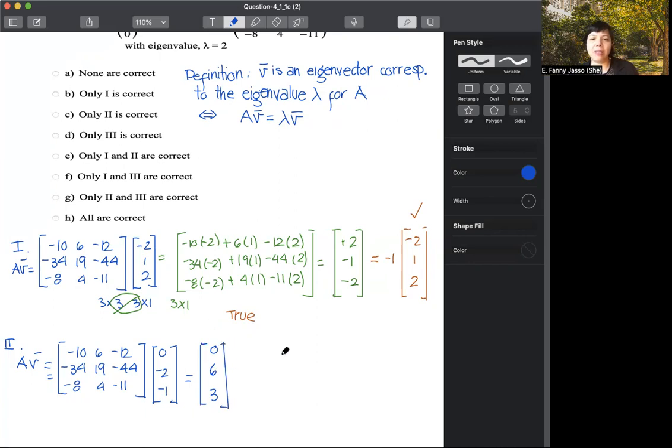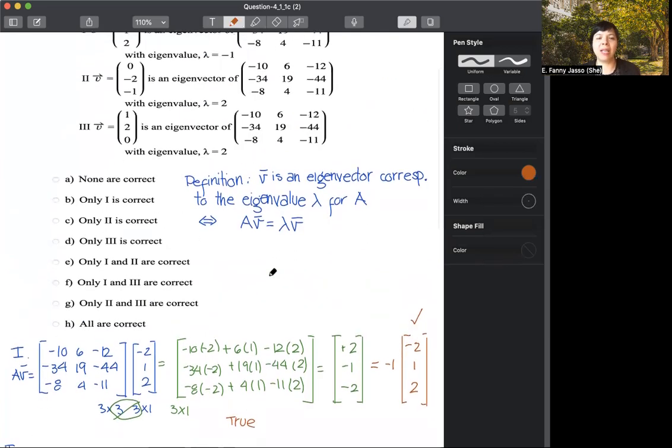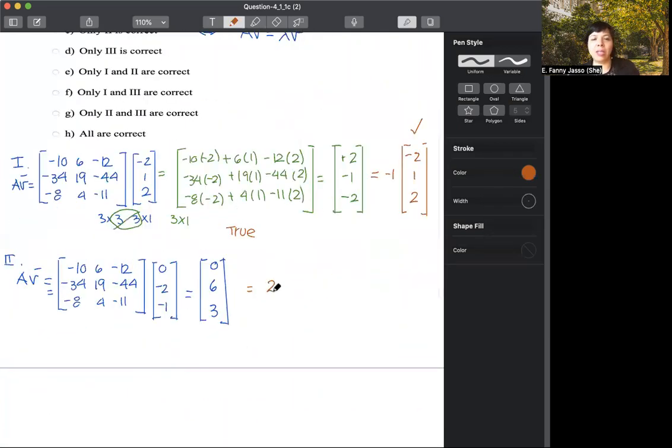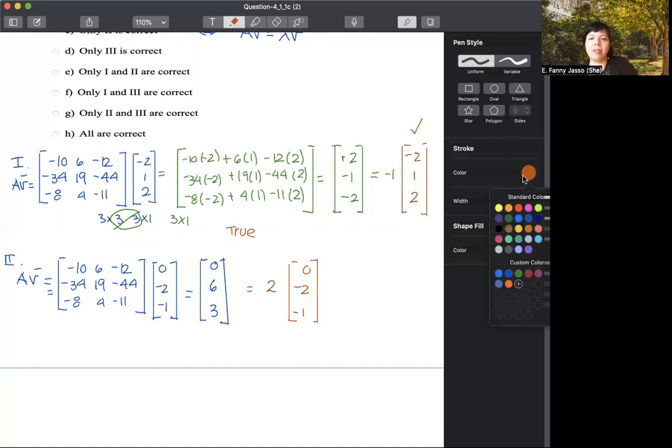Again, the question here is, is this equal to, and for this one my lambda is equal to 2 times my original vector, 0, -2, and -1. You can see already that this does not agree. So this is not true, and the answer is that this is false.